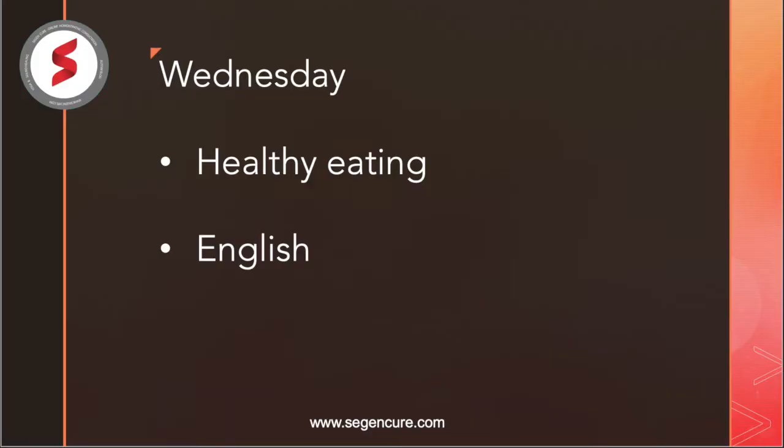Then Wednesday, healthy eating and English. Again we clubbed the two things. So I showed him a YouTube video on healthy eating. He also found a few videos which he saw. Then we talked about it. We prepared some healthy food together, like salads. We cut fruits together and a little more.